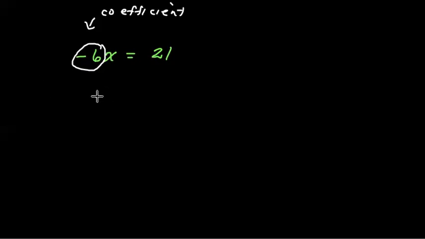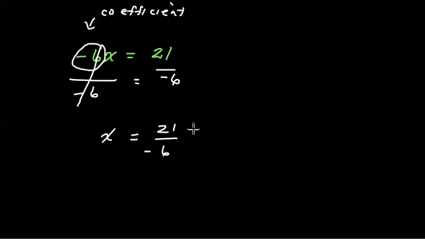I'm not looking for negative x. If I divide by just 6, what I'm going to be left with is negative 1x, which is negative x. But I'm not looking for negative x. I'm looking for x. So I've got to divide both sides by negative 6. So if I divide this by negative 6, then I've got to divide this by negative 6. These cancel, so I end up with just x, and this then becomes 21 divided by negative 6.